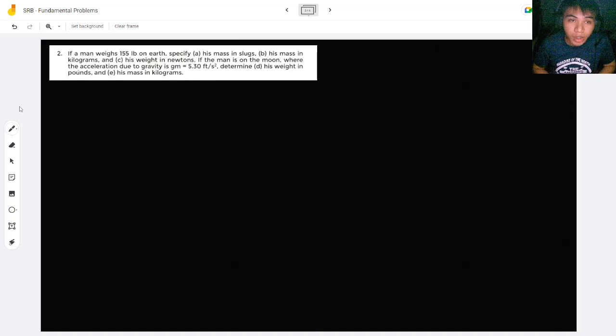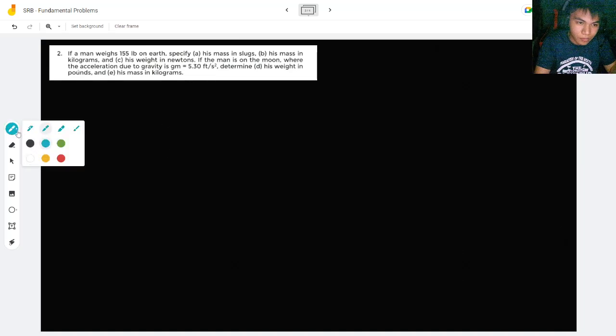If a man weighs 155 pounds on Earth, specify A, his mass in slugs, B, his mass in kilograms, and C, his weight in newtons. If the man is on the moon, where the acceleration due to gravity is 5.30 feet per second squared, determine D, his weight in pounds, and E, his mass in kilograms. Okay, so we have a lot to solve on this one, but it's really easy if you think about it. And that is what we're going to do here.